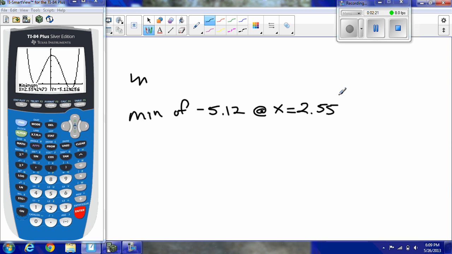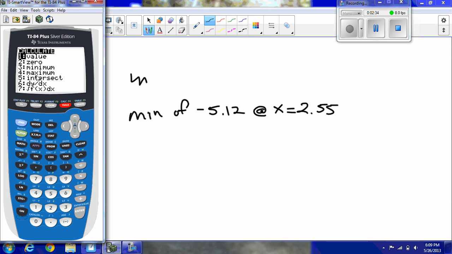Well, let's say I wanted to find this maximum. This maximum looks like it might be at 0, but I'm not really quite sure. So I'm going to do the same kind of thing. I'm going to go second, calc, and now I want to find the maximum. That's 4. It's certainly between -1 and +1, so I'm going to put in my left bound at -1 and my right bound at +1.